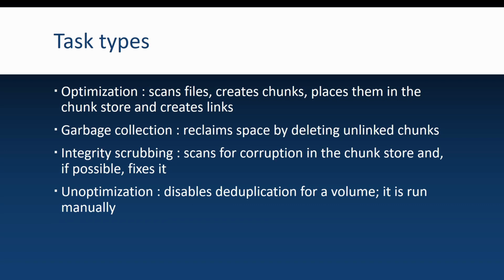And here are the actual jobs that dedupe uses. The first one is the optimization job, and this is the primary job of data deduplication. This scans the files, creates the chunks, places them into the chunk store, and also creates the reparse points back to the files on the hard drive. Then we have the garbage collection task, which is run in order to reclaim space by deleting unlinked chunks, so chunks that occupy space needlessly.